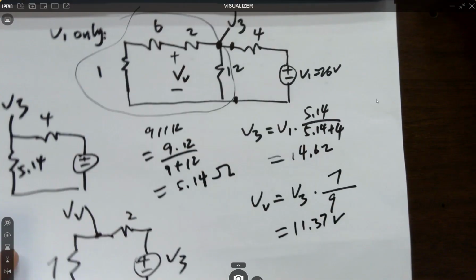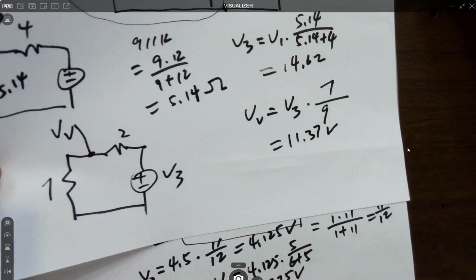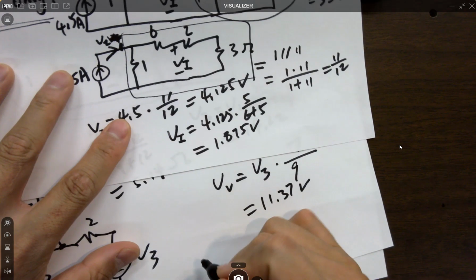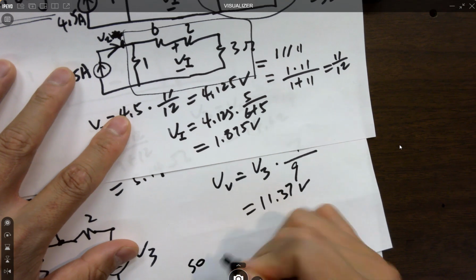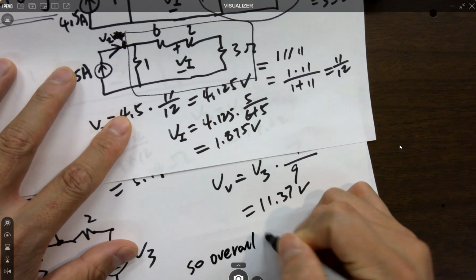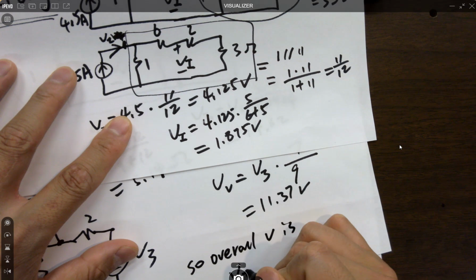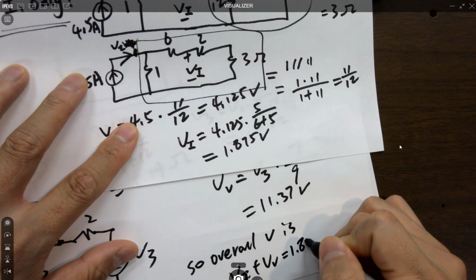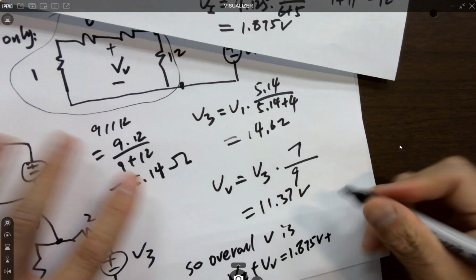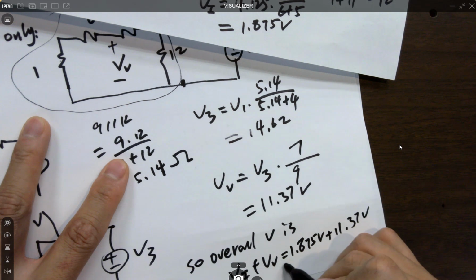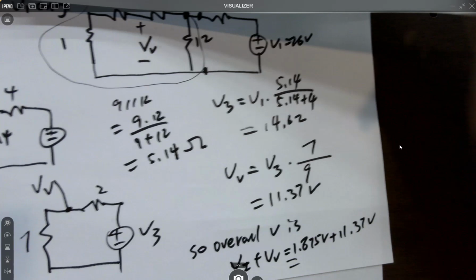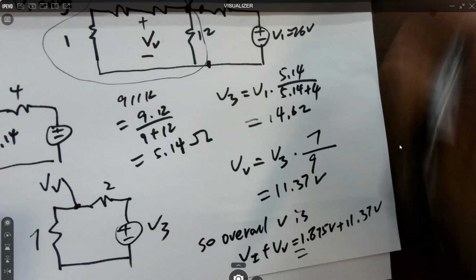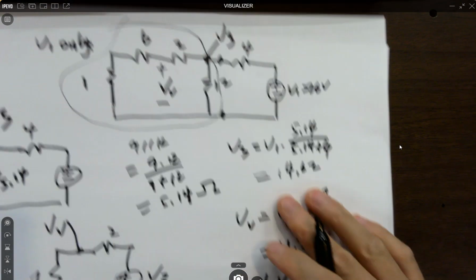And now I have to superimpose onto the V1 we calculated before. So let's draw a conclusion. The overall V is V1 plus VB, which is 1.875 volts plus this guy, 11.37 volts. That's giving you a number here, right? So superposition can be used in so many different places, and it's very useful and very handy.